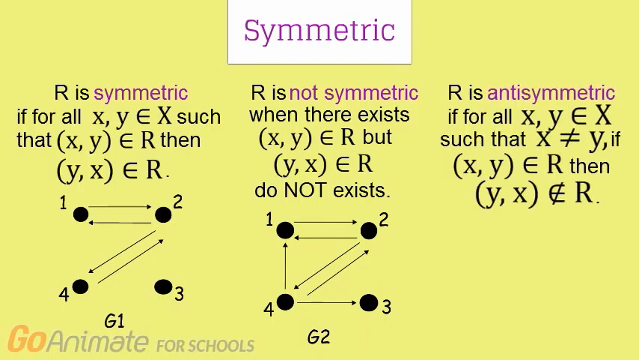A relation that has the property that, whenever an element is related to a second element, then the second element is not related to the first element, is called an antisymmetric relation. The digraph of antisymmetric relations only has arrows in one direction.